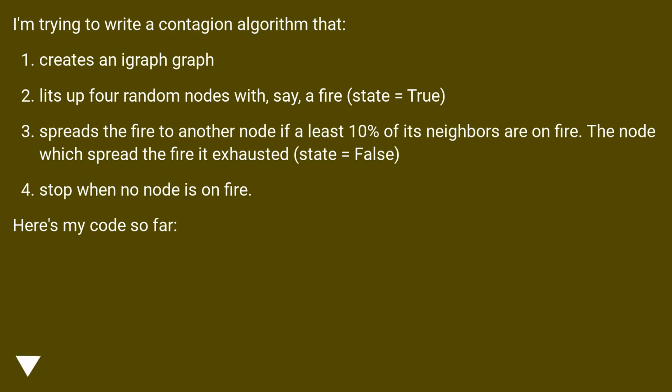Spreads the fire to another node if at least 10% of its neighbors are on fire. The node which spread the fire is exhausted, state equals false. Stop when no node is on fire. Here's my code so far.